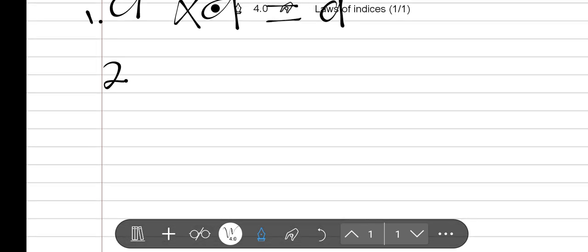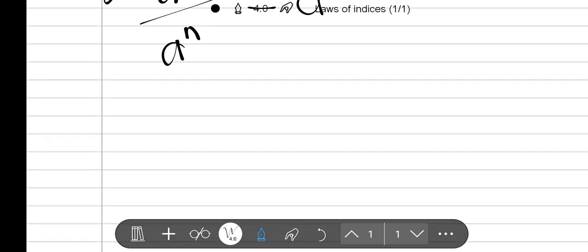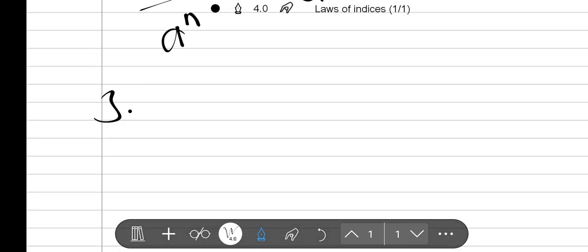Then number two, we have A to the power M divided by A to the power N, which is A to the power M minus N. Number three, we have A to the power negative N. So this one we write it in positive form, which is 1 over A to the power N.